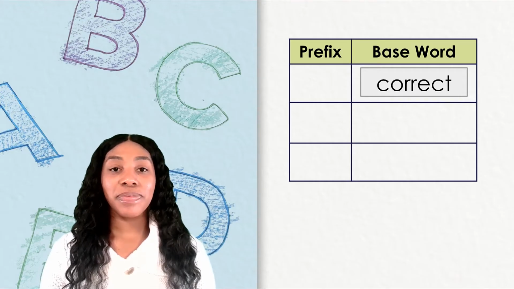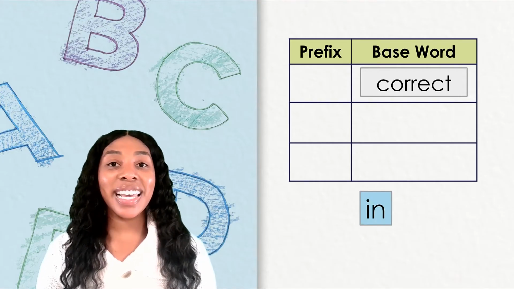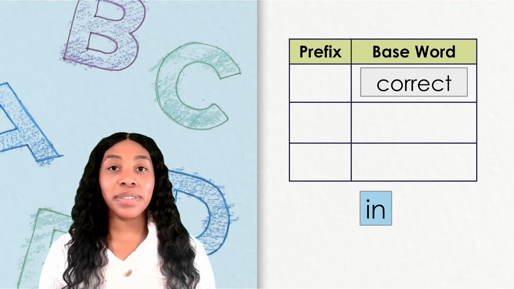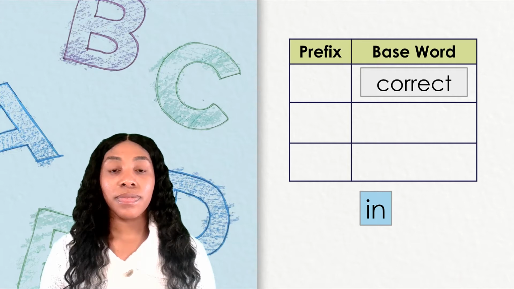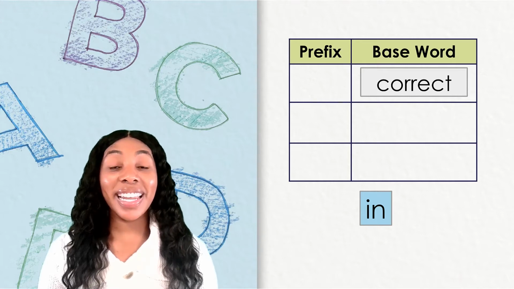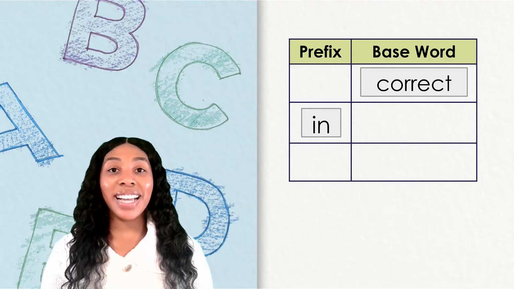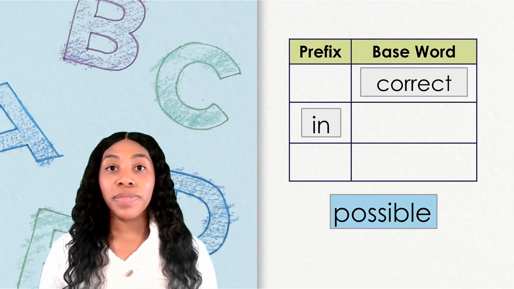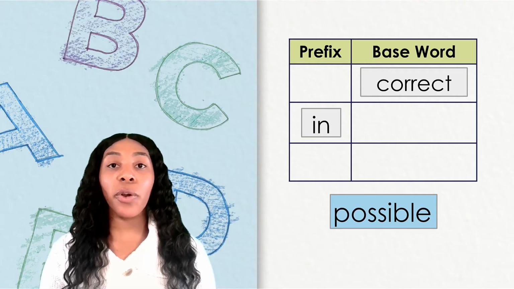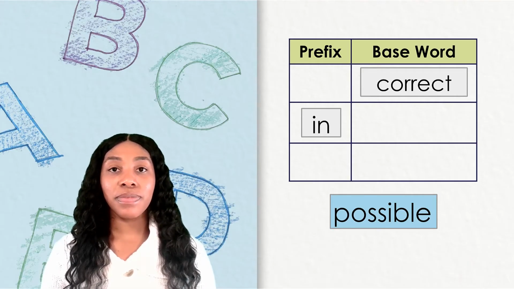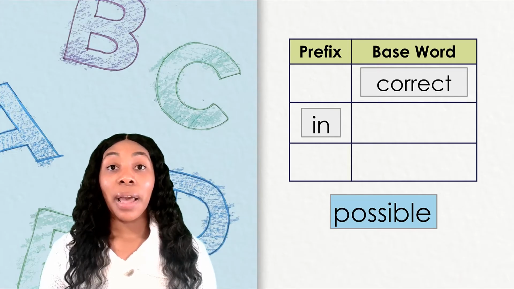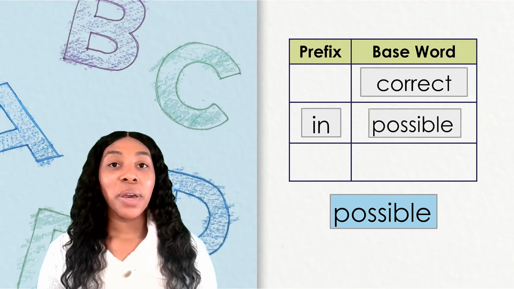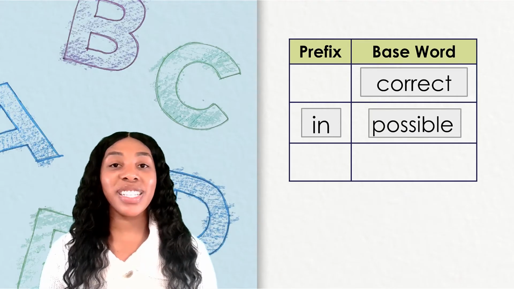Here's our next one. In. Is in a base word or prefix? In is a prefix. That means not or no. Possible. Is possible a base word or prefix? Possible is a base word. We can add affixes to this word to change its meaning.